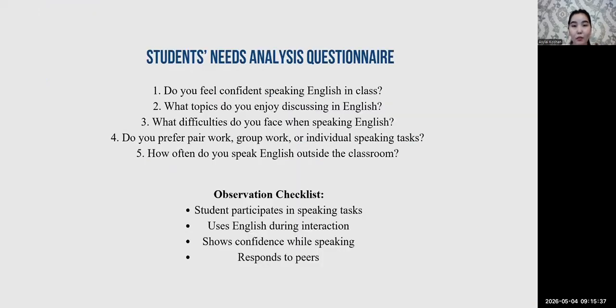Next page, here are some sample questions we used to collect data from students. In addition to questionnaires, we also used a simple observation checklist to analyze students' participation and confidence during speaking activities.